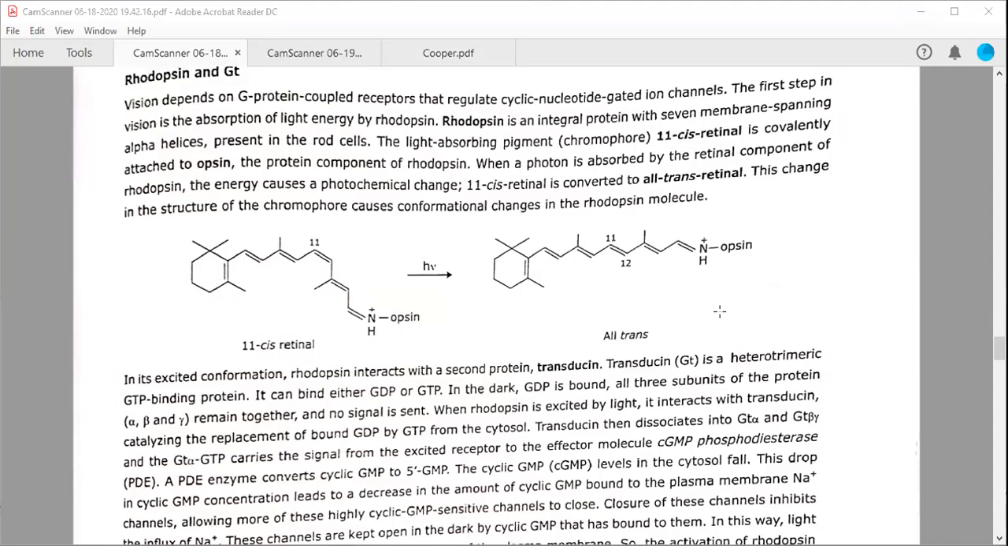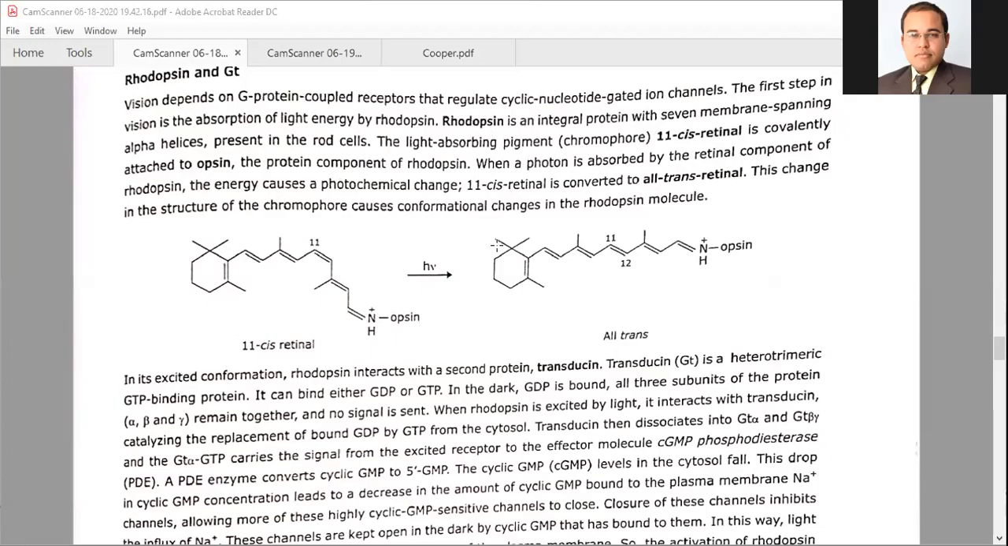Let me finish this particular section because this is very important and many questions can be asked from it. So please focus here, all of you. Now this light absorbing pigment, that is chromophore 11 cis retinal, is covalently attached to this particular opsin protein, which is the protein component of the rhodopsin actually, because rhodopsin is a glycoprotein. When the photon is absorbed by the retinal component of rhodopsin, the energy causes a photochemical change and it will convert this cis form into all-trans form.